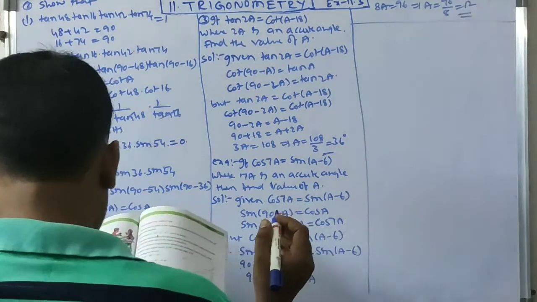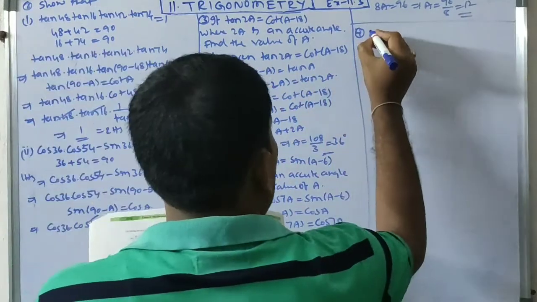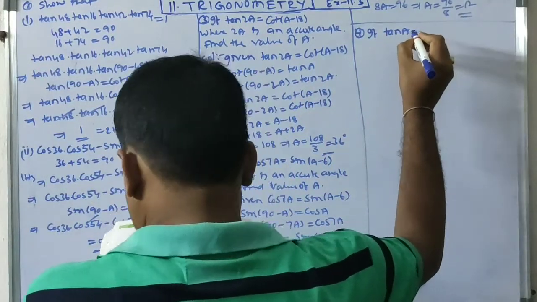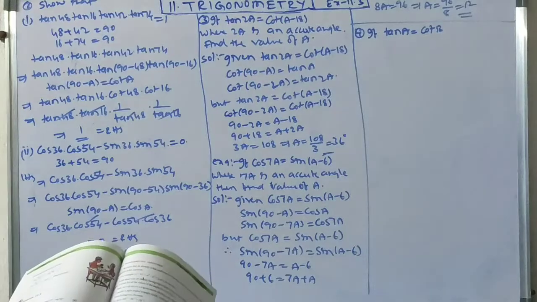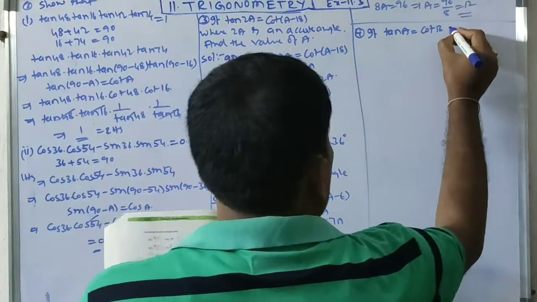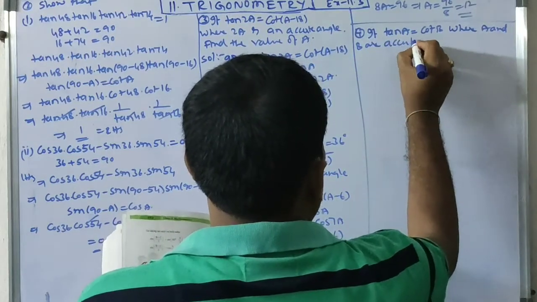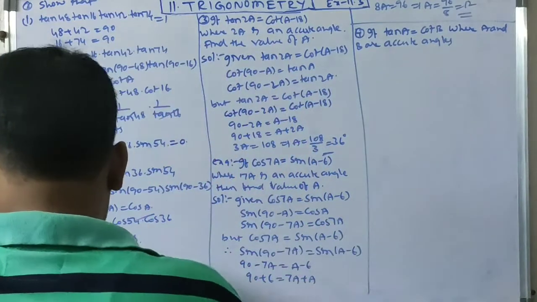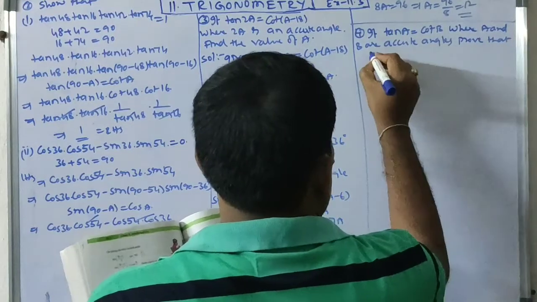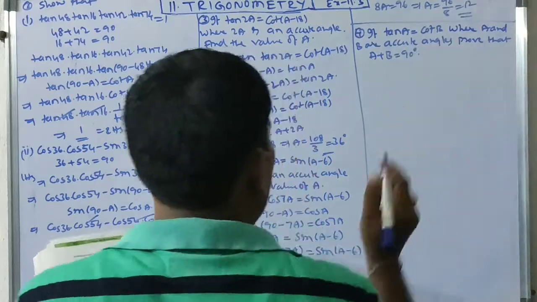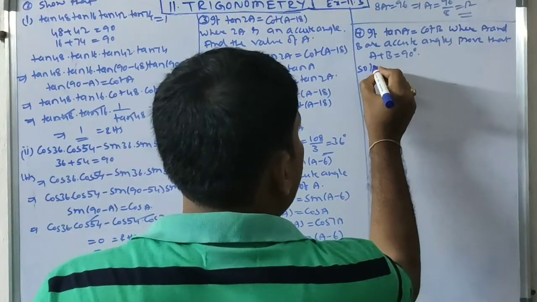Next, the fourth question. If tan A equals cot B, where A and B are acute angles, prove that A plus B equals 90 degrees. Okay, now the solution.